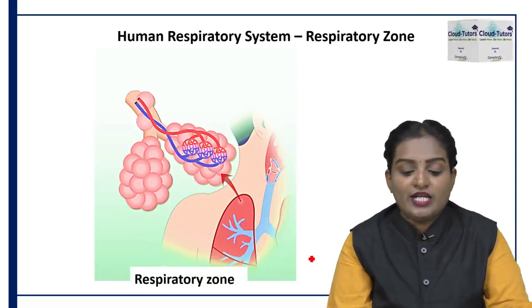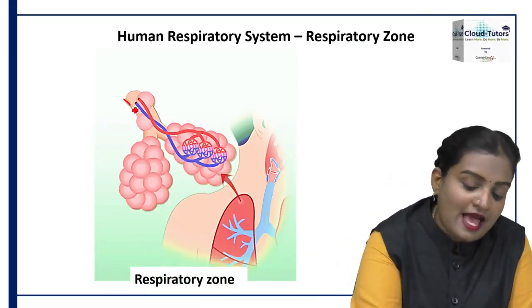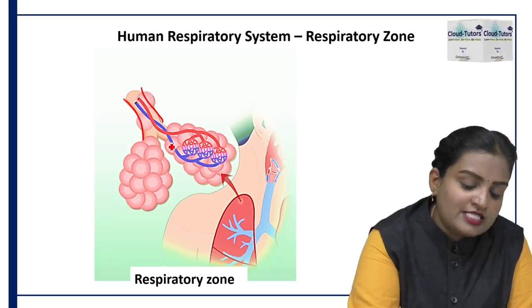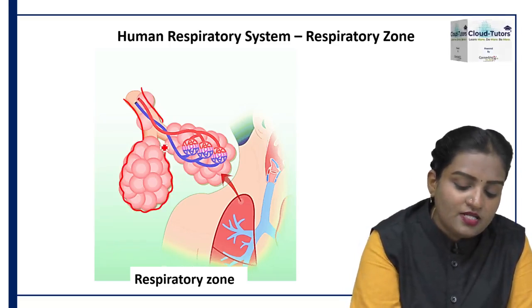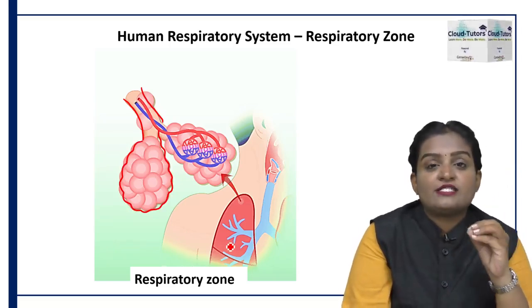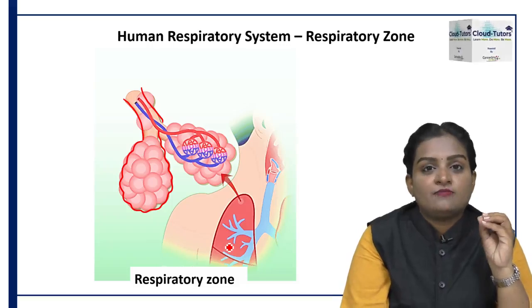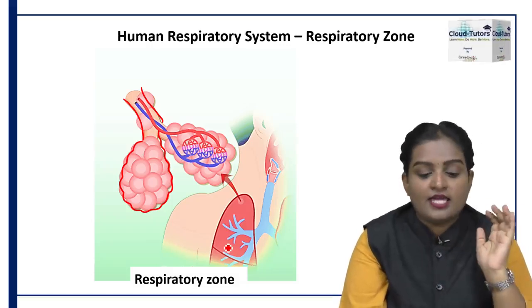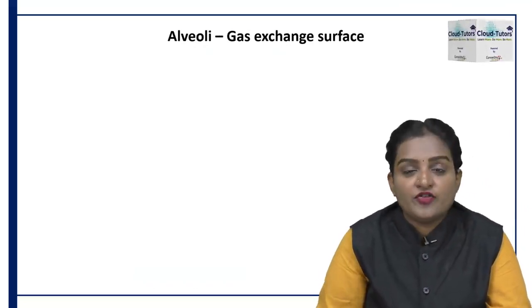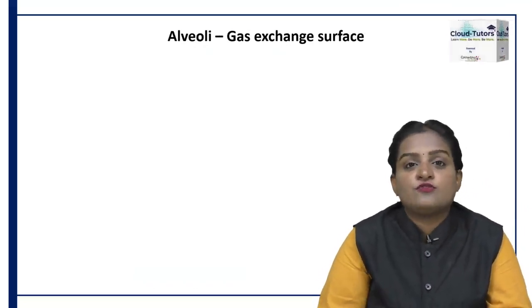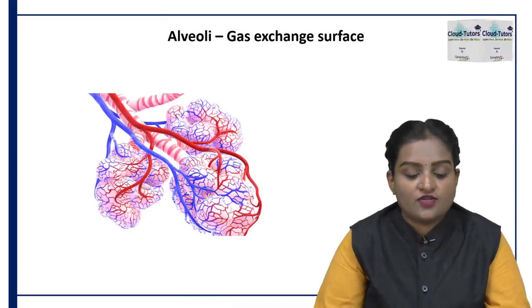Next comes the respiratory zone, which starts after the bronchioles, that is the alveolar duct. So this is the alveolar duct and this is the alveoli. And if you see, the alveoli is richly supplied with blood vessels, both artery, veins and also the capillary. Now gaseous exchange occurs in the alveoli. Alveoli is also known as miniature lung because exchange of gas occurs in this structure.